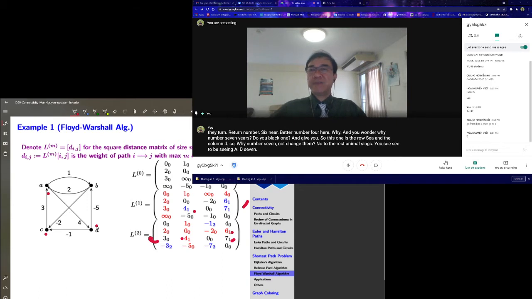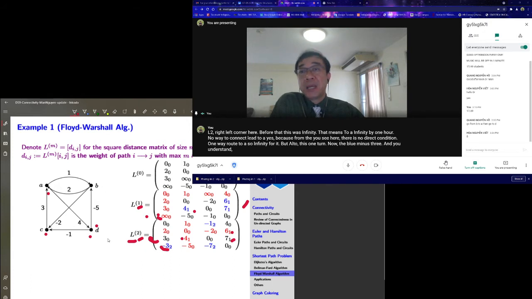So there are some reason. We not yet know why, but in the matrix L2, right left corner here, before that it was infinity. That means from D to A, infinity by 1 arc. No way to connect D to A. Yes, because from D you see here there is no direct connection, one-way route from D to A, so infinity correct. But L2, this one turned out the blue -3, and now you understand, right? Because we hope we can travel by 2 arcs.